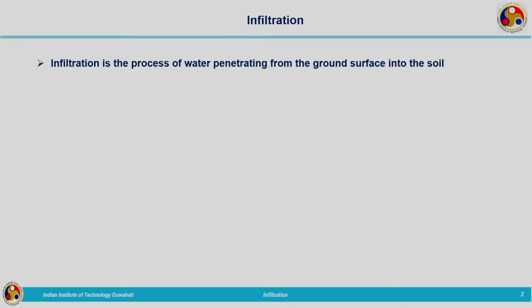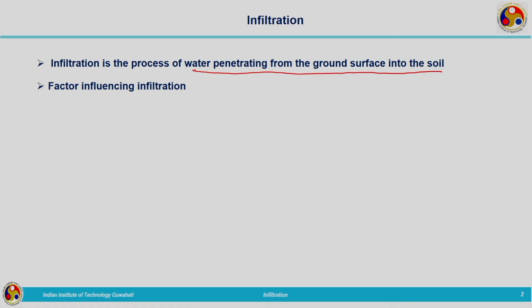Now we can move on to the infiltration process, which is the hydrological process related to subsurface water in the unsaturated zone. So, infiltration is the process of water penetrating from ground surface into the soil. Whenever rainfall is occurring or due to some watering process, water will be moving into the ground. That process of water penetrating from the ground surface into the soil is termed as infiltration.